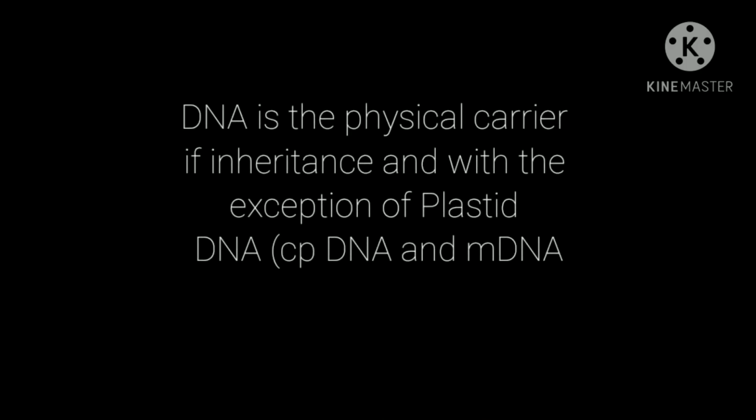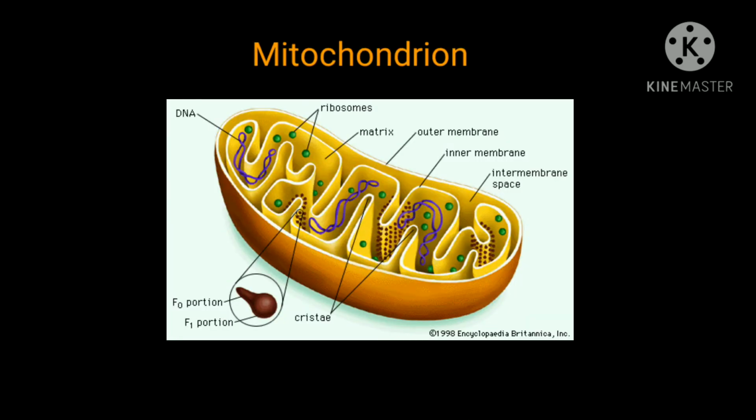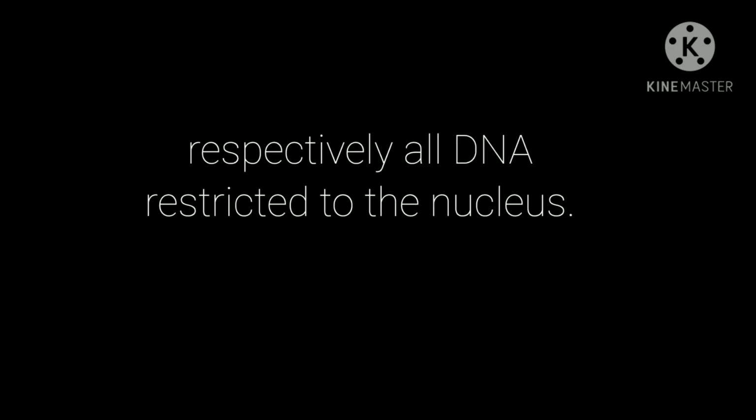DNA is the carrier of inheritance, and with the exception of plastid DNA, cpDNA and mDNA, found in the chloroplast and mitochondrion respectively, all DNA is restricted to the nucleus.